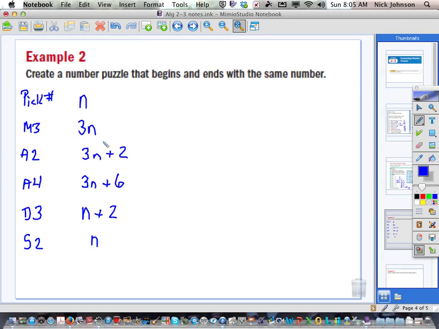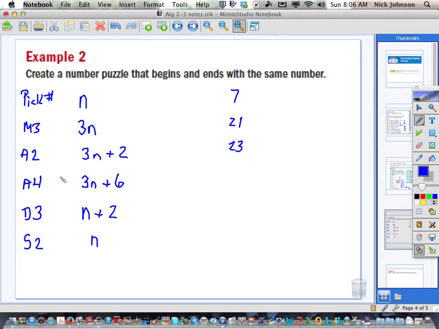So that should work because I start with some number, I should end with some number. So let's pick 7. If I put 7 in here, 7 times 3 is 21, as you're going to tell me. I multiplied by 3, okay? And then I'm going to add 2. So 21 plus 2 is 23, as you all are going to tell me.